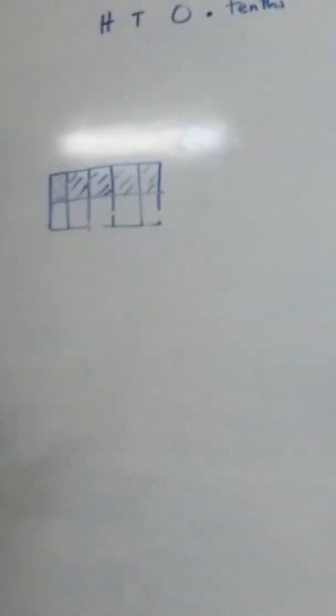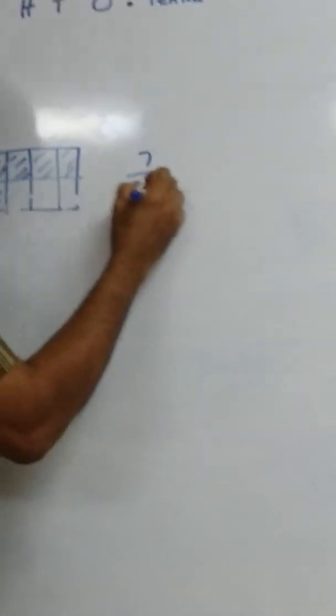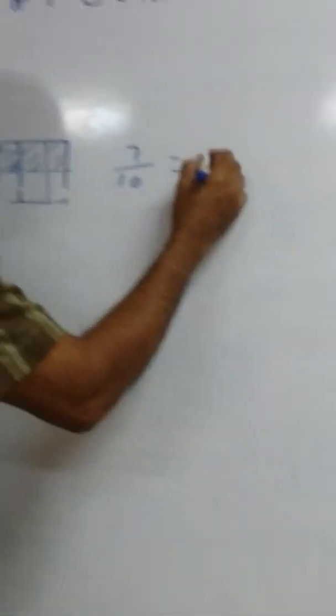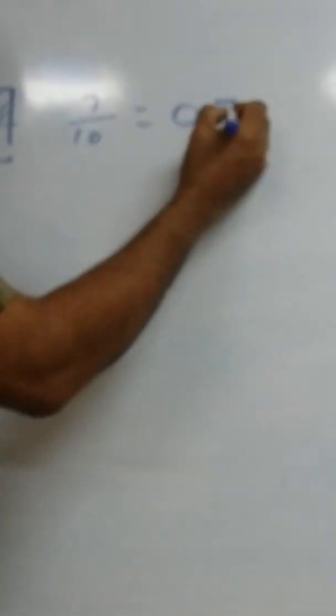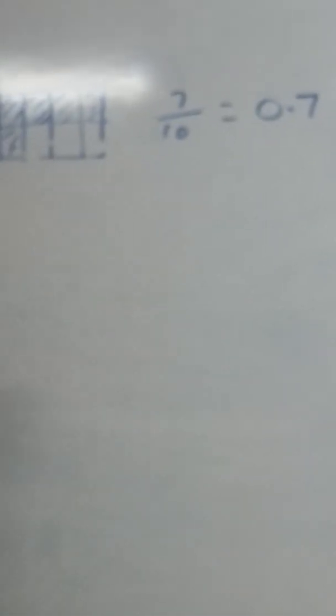Alright? Look at this, how many tenths I will have here. 1, 2, 3, 4, 5, 6, 7. 7 tenths as a fraction, and 7 tenths can be written 0 wholes and 7 tenths. Alright?